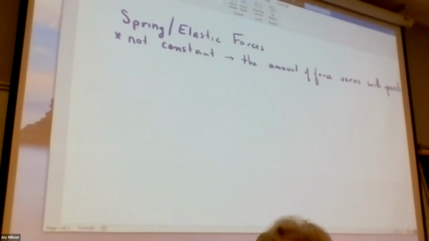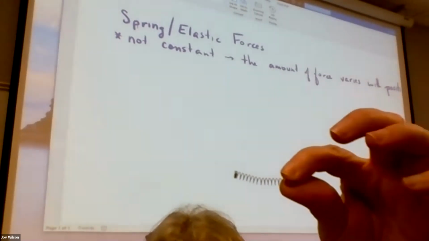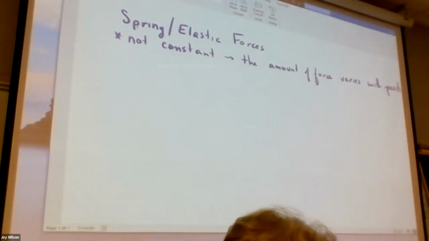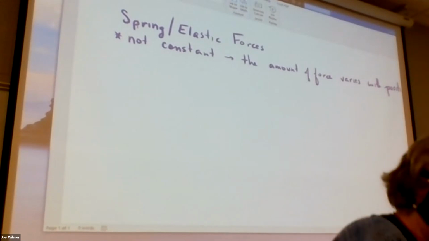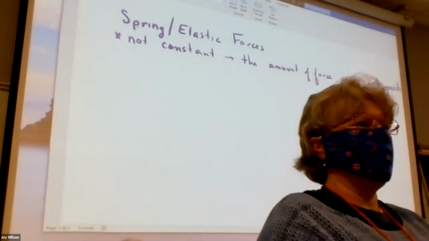So a spring or an elastic force is one that changes. When we have a spring, and most of us have a spring in our ballpoint pens, see if I can unscrew this one. It's a little spring that's inside your pen. And you realize that you can click your pen up and down, right?